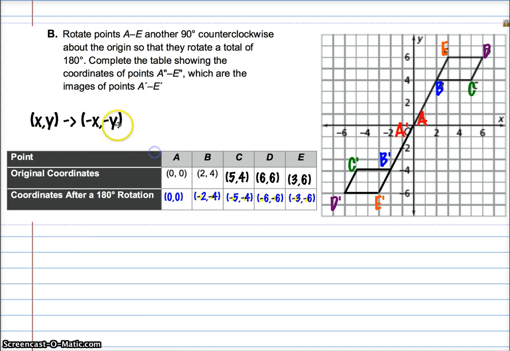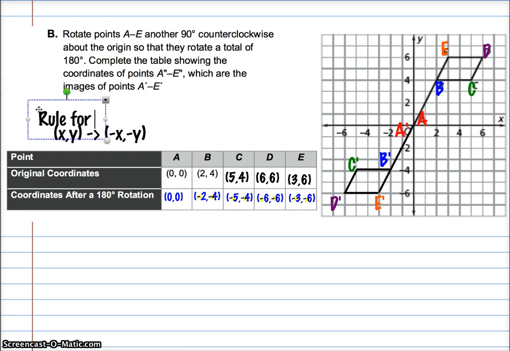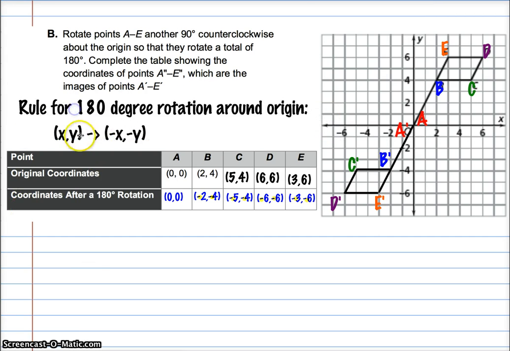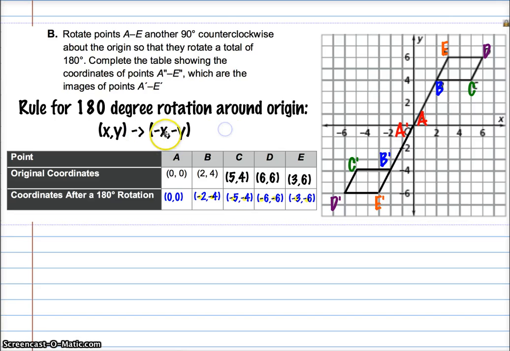Again, we're only doing rotations around the origin. So the rule for a 180-degree rotation around the origin is as follows: x comma y becomes negative x comma negative y.